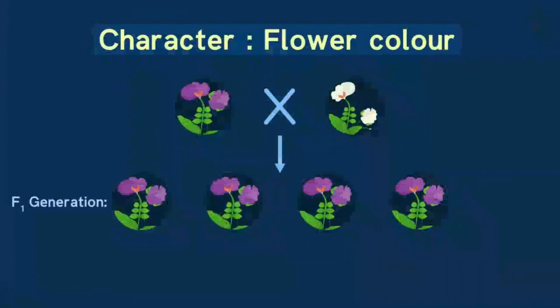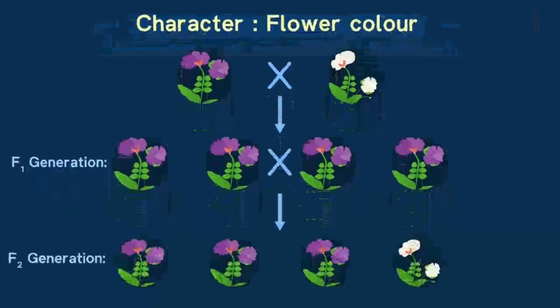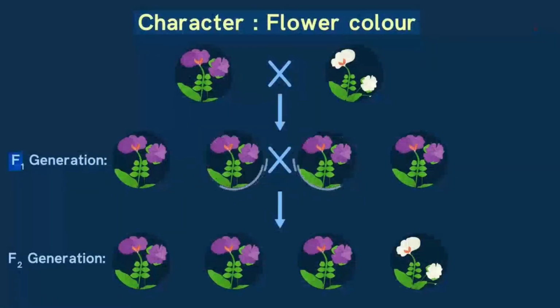Now, getting back to our example of flower color, Mendel obtained all the plants with purple-colored flowers in the F1 generation. But this wasn't the case in the next step. When the offsprings from this F1 generation were crossed, 1 plant out of the 4 had traits just like the original parent that was considered. That means in this case, 1 out of the 4 had white-colored flowers and 3 had purple-colored flowers.